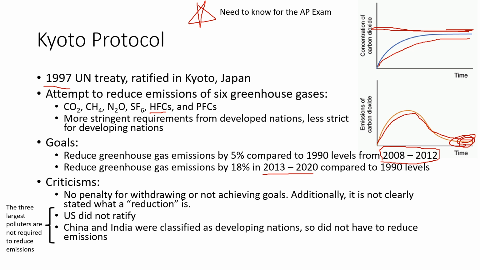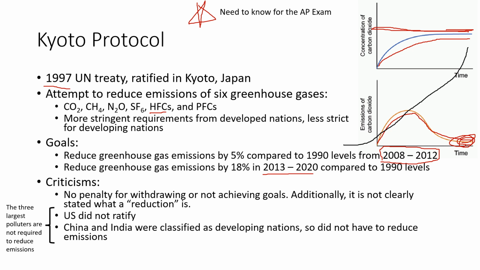Now, obviously, we have failed with that. Instead of the concentrations of these greenhouse gases decreasing over time, we have actually seen them just continue this exponential growth and increase over time. So we have obviously failed with the Kyoto Protocol. We did not meet either of those targets.